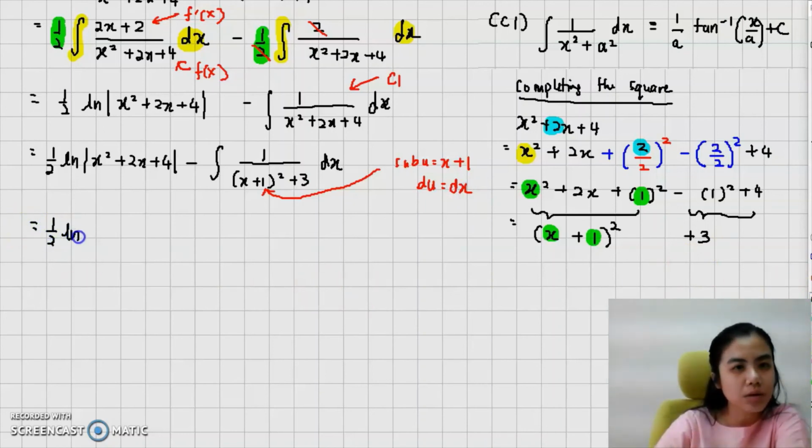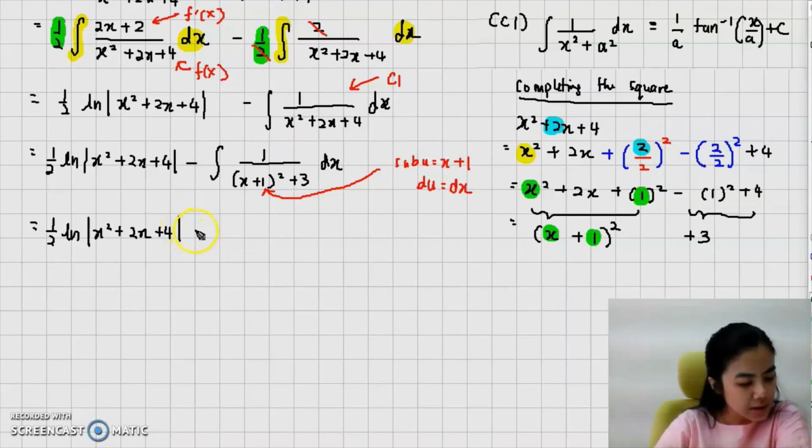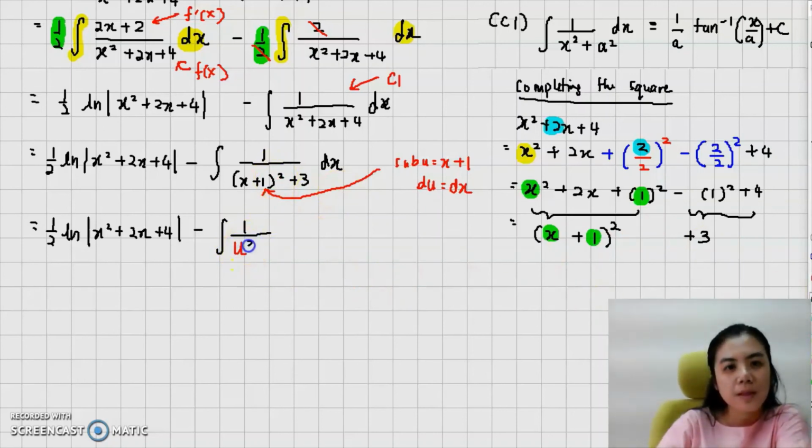So we have the integration of 1 over u squared plus 3 du. So we are in the form of C1, but this one again you have to change. What is the 3? How to change the 3 to something in square?